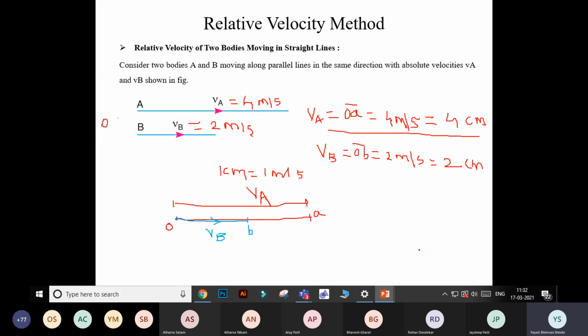Now suppose you have to find out the velocity of A with respect to B, or relative to B. First of all, you have to take the velocity A minus velocity B, or represent it by using a vector, vector AB. Vector AB is nothing but the velocity of A with respect to B, which is equal to velocity A, your vector OA, minus velocity B, your vector OB.